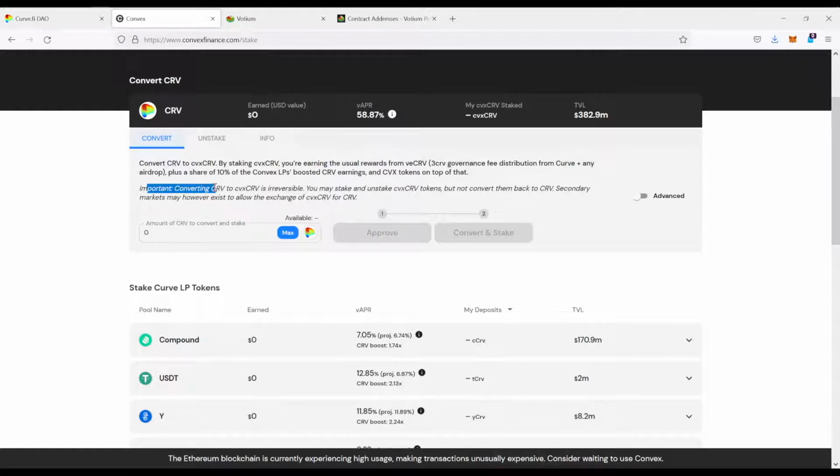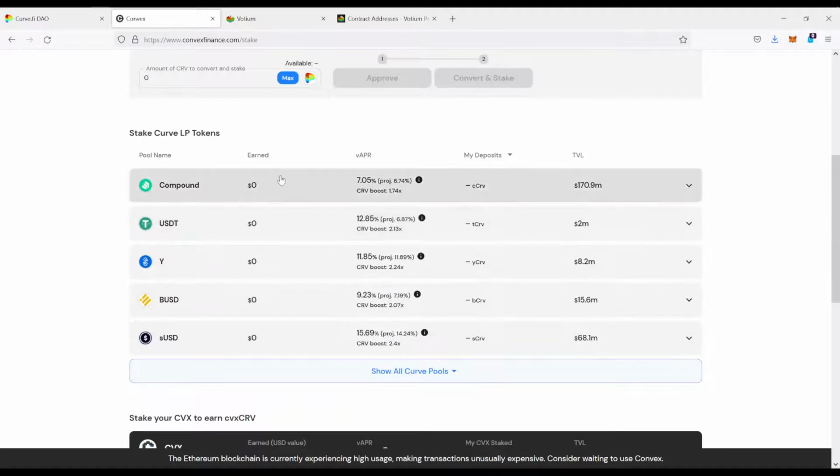Now, important to note is that you cannot reverse this conversion, okay? You can only convert from CRV to CVX CRV, but not the other way around. But still, there's a secondary market for CVX CRV, so you could trade these tokens on the secondary market to get out of your position, which is pretty sweet. Now, this is basically one way to earn these CVX tokens, and especially to have the same benefits like locking your tokens without locking your tokens, which is pretty cool.